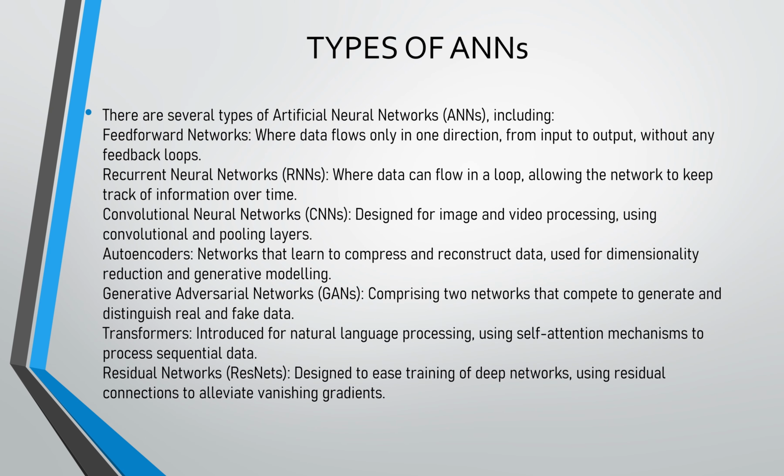Types of ANNs. There are several types of ANNs, including feed-forward networks, recurrent neural networks, convolutional neural networks, autoencoders, generative adversarial networks, transformers.